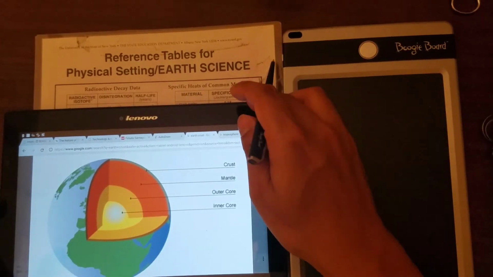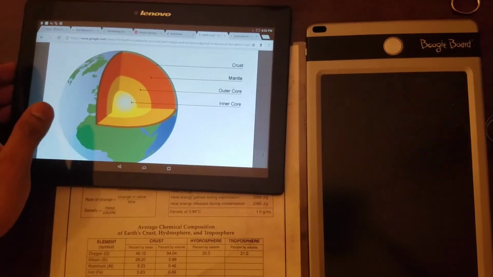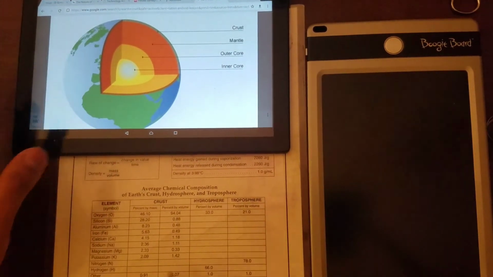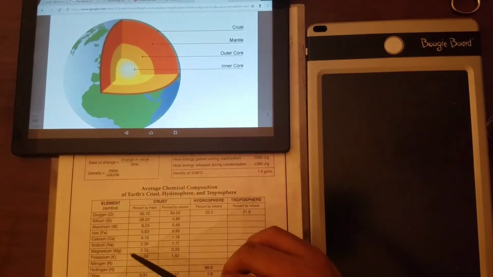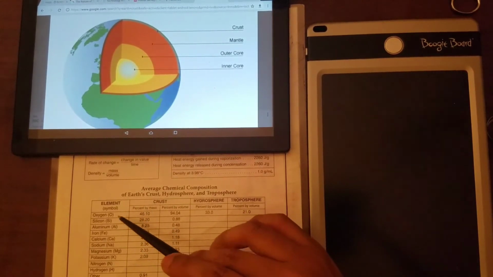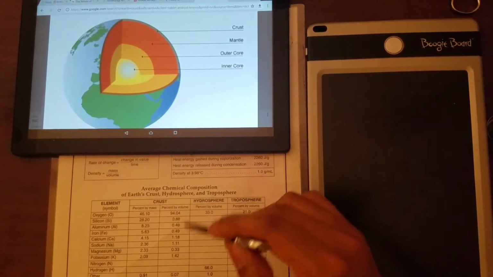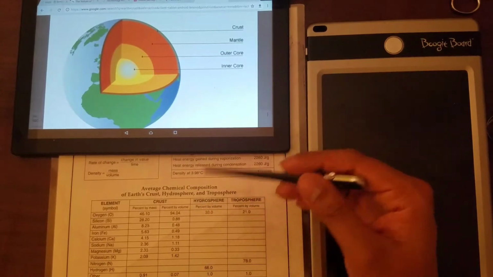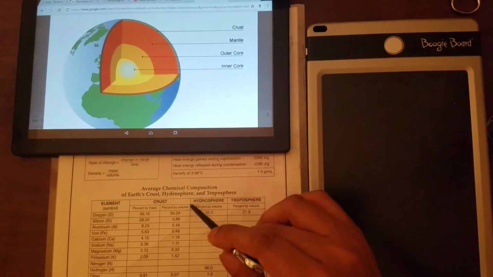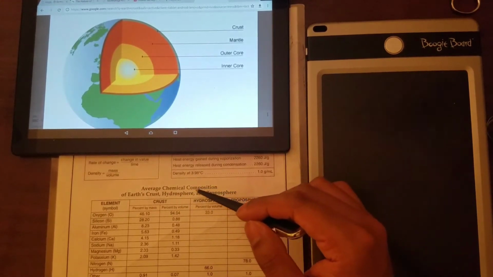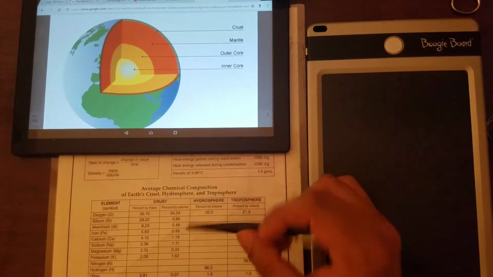Okay, so now we need to know what we have in there. These are the elements that are found in the Earth's crust. So we have oxygen, silicon, aluminum, and so on. The thing you need to remember: you are getting the Earth Science Reference Table in your exam, but what you need to know is percent by mass and percent by volume. So what are they? Percent by mass, percent by volume.